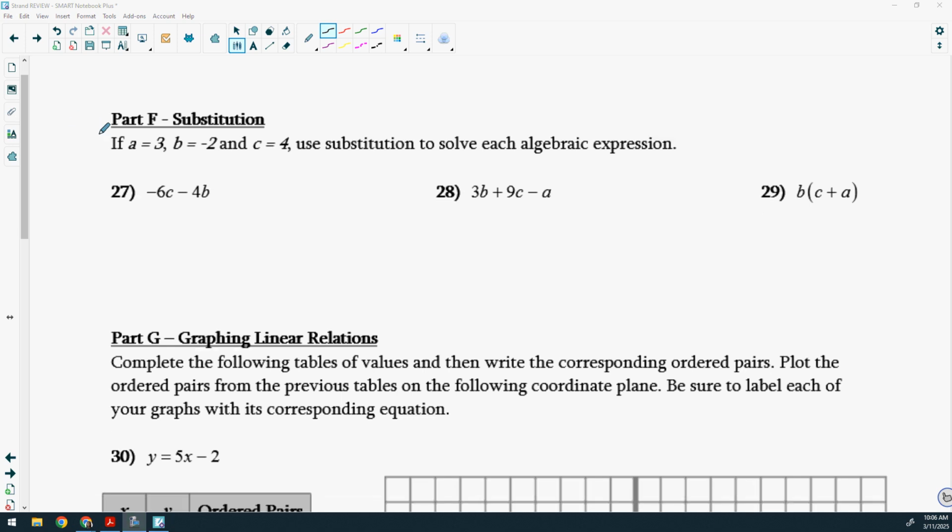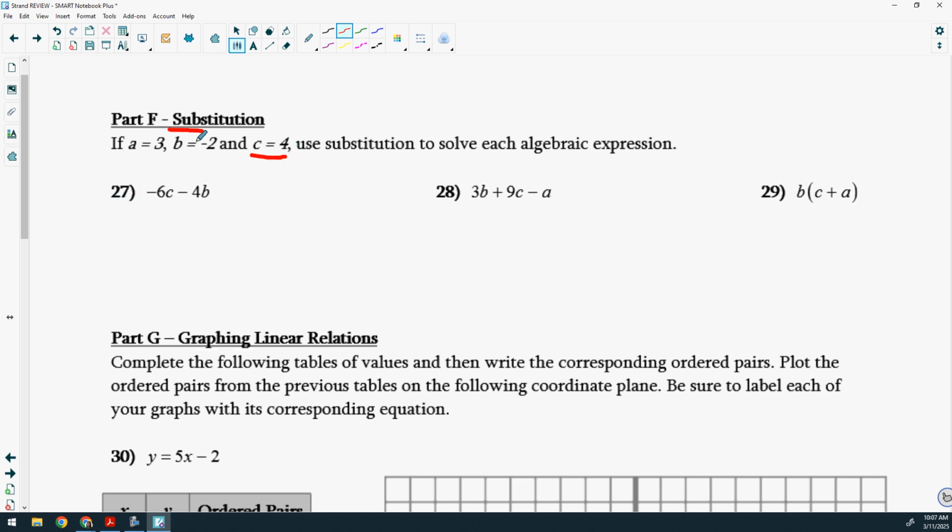On your PAT or on your Strand exam, you will have some substitution questions. So substitution, for those of you guys who play sports, just think about substituting your values of A, B, and C into the given expressions. So I'm going to do 27, and then I'll also do 29. So looking at 27, negative 6c, well, what is the value of c? So c is equal to 4.